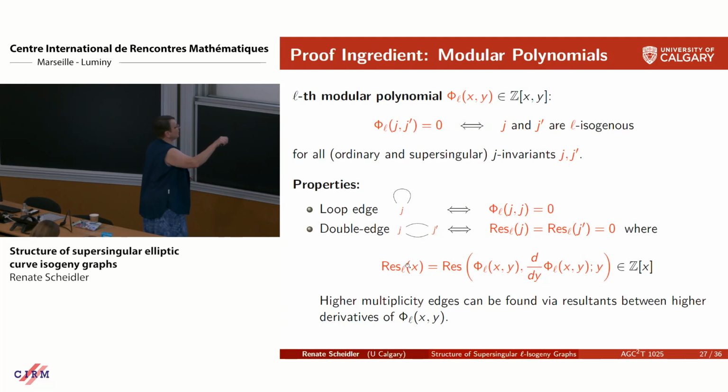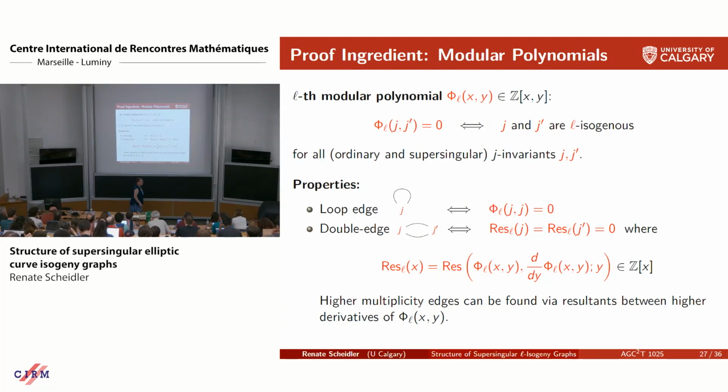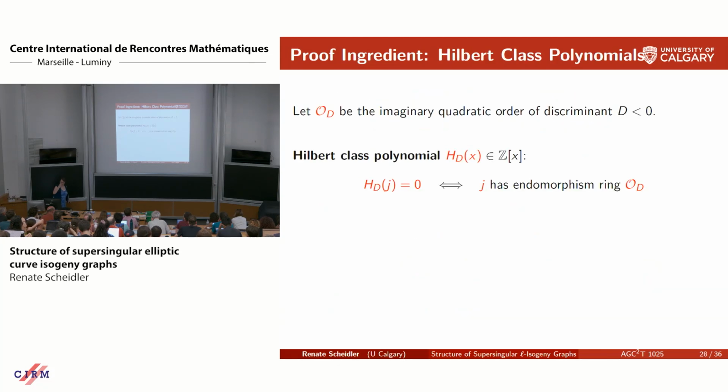And then you get a polynomial in X, and that detects double edges. And if you want triple edges and higher edges, then you take higher derivatives. So that tells you the multiplicity of edges, and it tells you adjacencies, loops, and so on. Then we also use Hilbert class polynomials, sometimes also referred to as ring class polynomials. Sometimes people only use the term Hilbert class polynomial when referring to the maximal order of a field, but if you don't like that, just call them ring class polynomials.